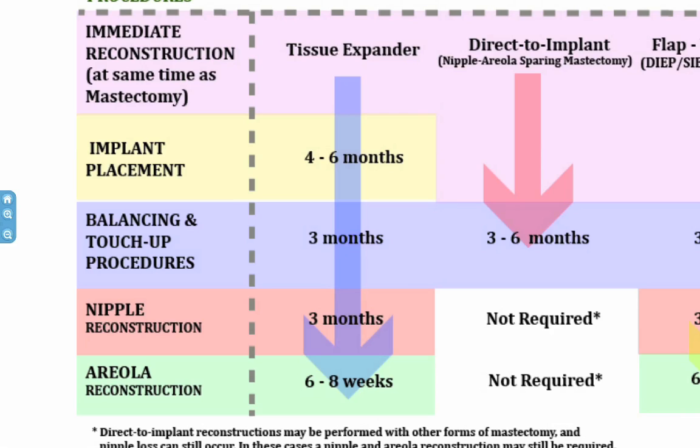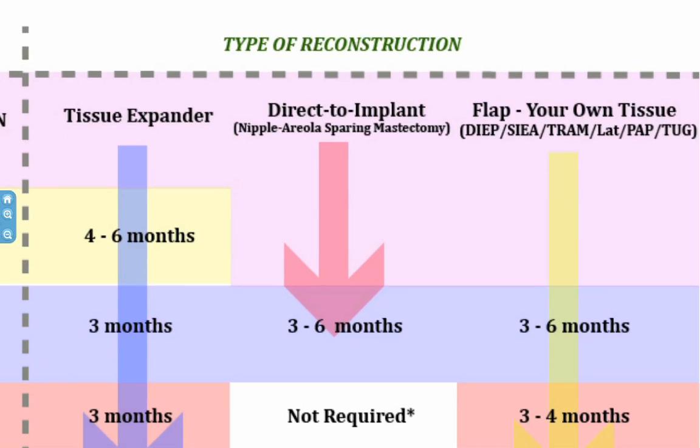Either at that time or at a subsequent operation, balancing and touch-up procedures can then be undertaken, such as breast reductions, breast augmentations, or fat grafts, to further improve the result and improve balance between sides. This can then be followed by a nipple reconstruction and an areolar tattoo.